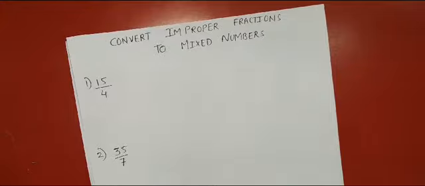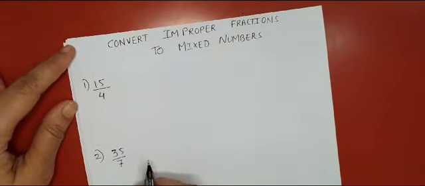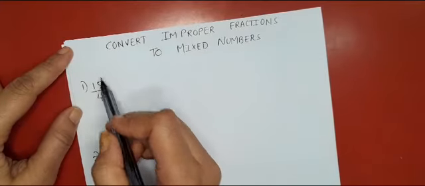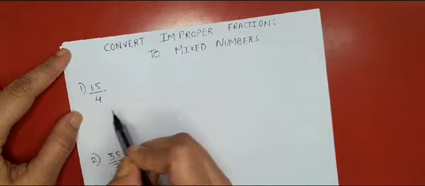In this video we are going to learn how to convert improper fractions to mixed numbers. I have taken a few examples here of improper fractions. First example is 15 over 4.